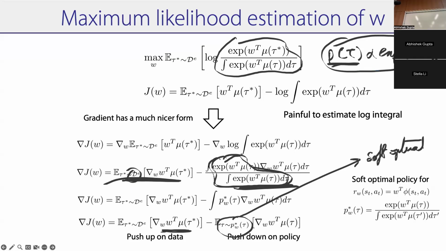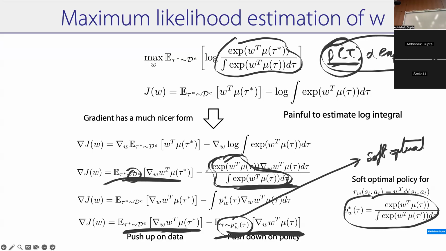Right? And so you're going to push up the things from your expert, and you're going to push down the things from this distribution. So this distribution is your soft optimal distribution. You're going to push it down. You're going to take everything from your expert, you're going to push it up. One nice thing about this distribution is it's the solution to maximum entropy RL. If you remember SAC from our actor critic lecture, the solution to SAC is this distribution.